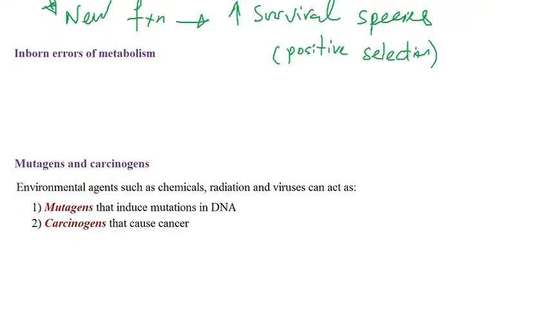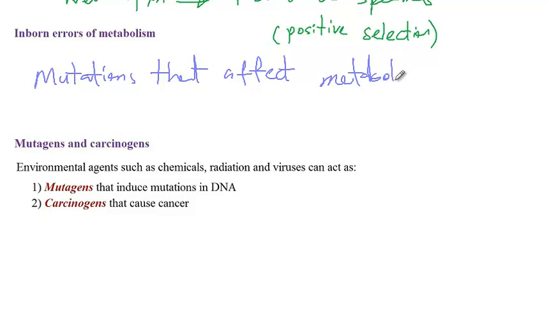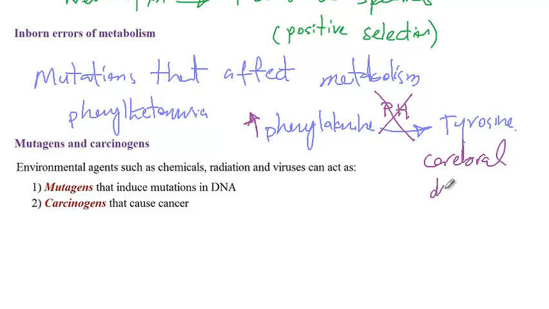The other terminology I'd like you to know is inborn errors of metabolism. Basically, these refer to mutations that affect metabolism. One example is the disease phenylketonuria. Normally, phenylalanine is converted to tyrosine with the help of the phenylalanine hydroxylase enzyme. Now, if there is a mutation in this phenylalanine hydroxylase, there would be accumulation of phenylalanine in these patients, as a consequence of which there would be brain problems, or in other words, cerebral dysfunction. So this is an example of an inborn error of metabolism where a mutation has changed the metabolism.